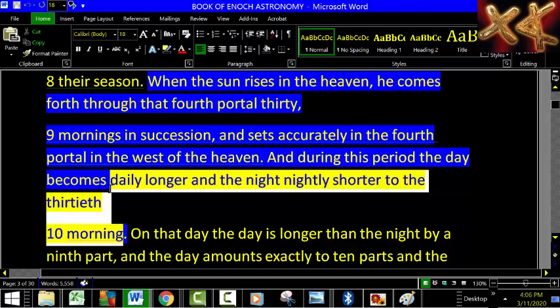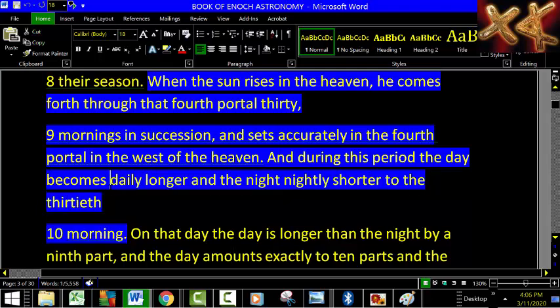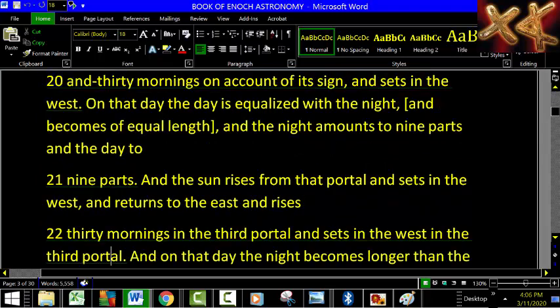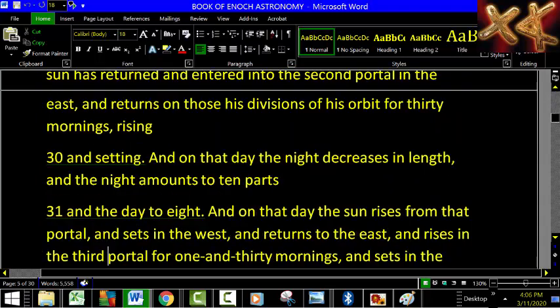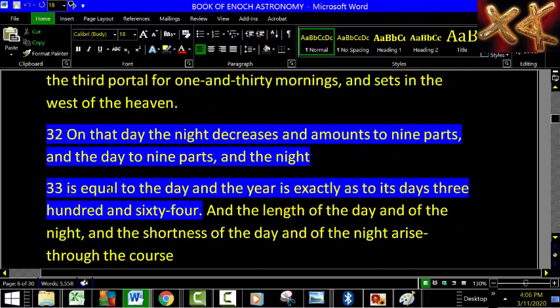Up until this point, he was talking about how they were equal. And I can jump all the way down here to when he talks about the 12th month, and I'll come back up there. Verse 32 says, "On that day the night decreases and amounts to 9 parts, and the day to 9 parts, and the night is equal to the day, and the year is exactly as to its days, 364 days."